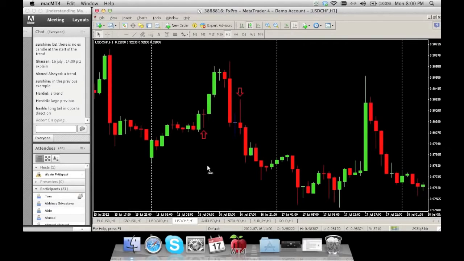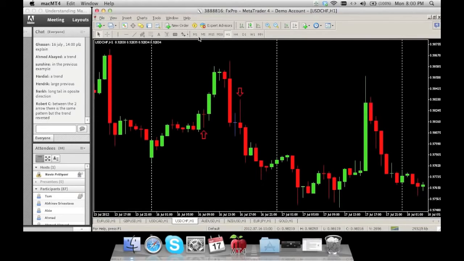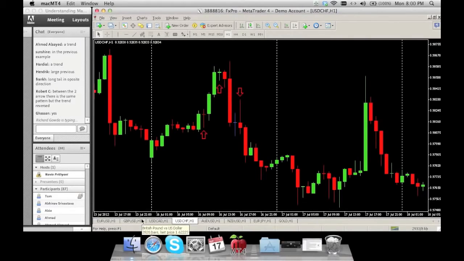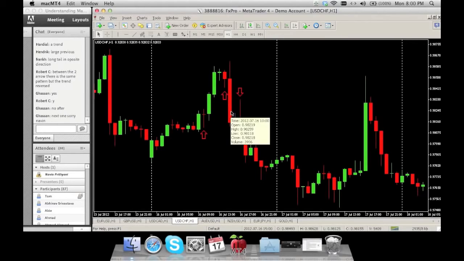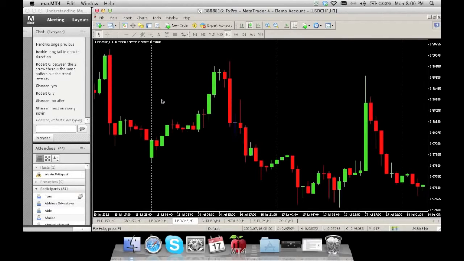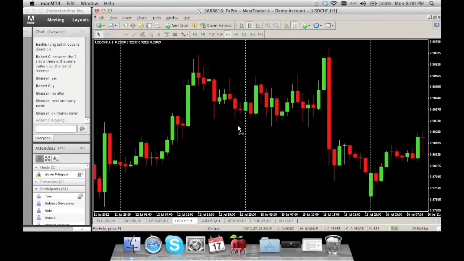Okay, 16 July, 1400. Where is 1400? Okay, this one here. This green one here, I'm guessing you're talking about? Now what is wrong with this particular candle? Oh, the one after. The one after. This is not a trend continuation pattern. We'll get into that. Let's not get ahead of ourselves. One at a time. Okay, so let's move on. Let's see some more patterns, and then we can step into the next pattern.